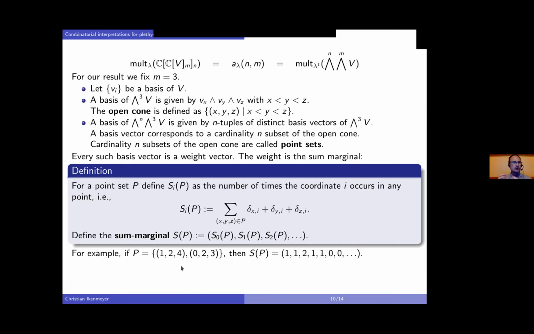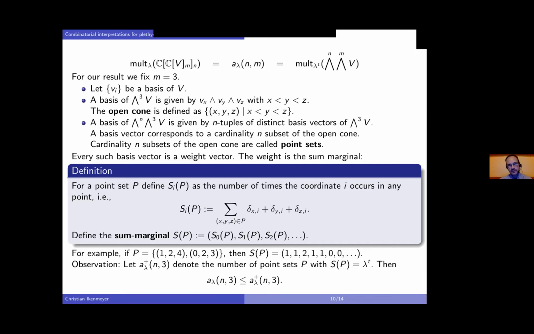For example, say you only have 2 points in your point set. So what's S of P? This is the number of zeros in this list. Basically, you just take this list of numbers, counting the number of zeros, counting the number of ones. There's a 1, there are 2 2s here, there's a 3, there's a 4, there's nothing else. This is called the sum marginal. This is the weight of this vector. It's very easy to extract that from any point set by just taking this list and writing that down. But the amazing thing now is that those are weight vectors, and what we want to count is the dimension of the highest weight vector space.